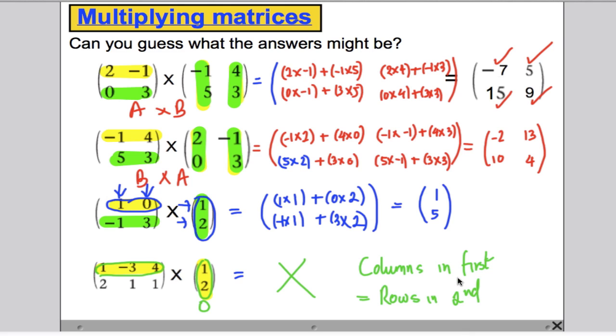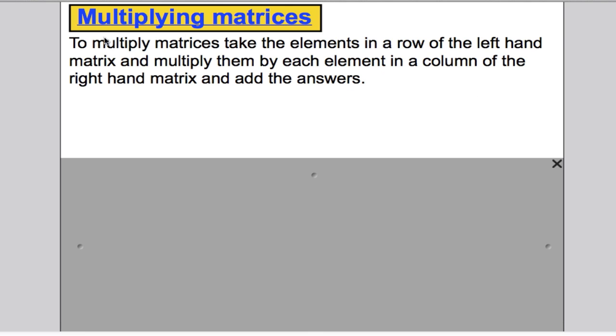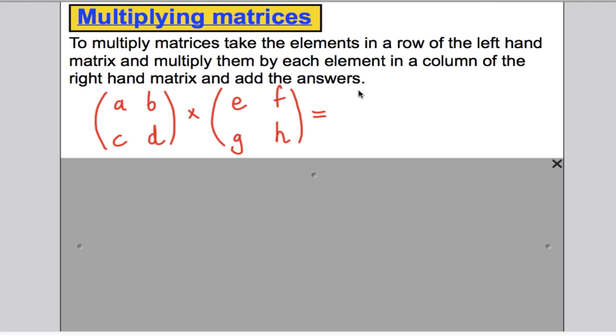Okay, let's formalize this now with talking through some strict definitions. So, to multiply matrices, you take the elements in a row of the left-hand matrix and multiply them by each element in a column of the right-hand matrix, and you add the answers. So, as an example, I'm not going to do every type of matrix, but if you've got the matrix A, B, C, and D, a 2 by 2 matrix, and you're multiplying it by, let's say, a matrix E, F, G, and H, what would you get?